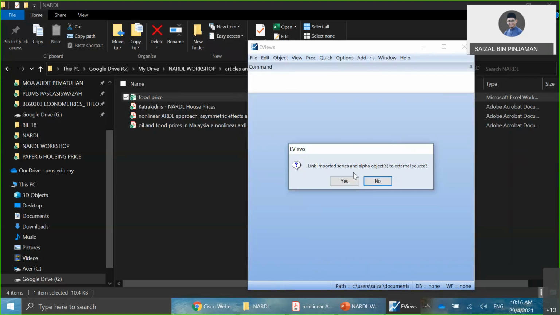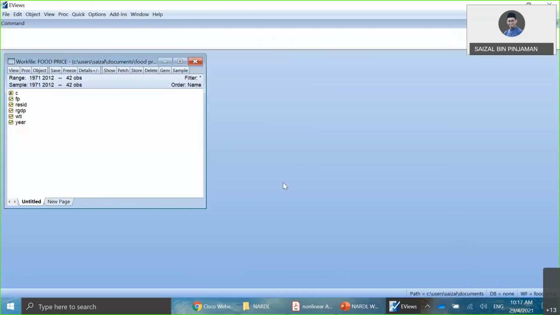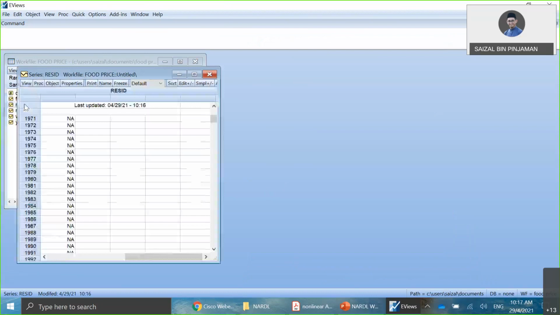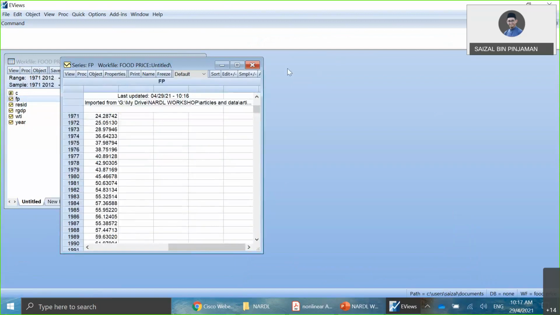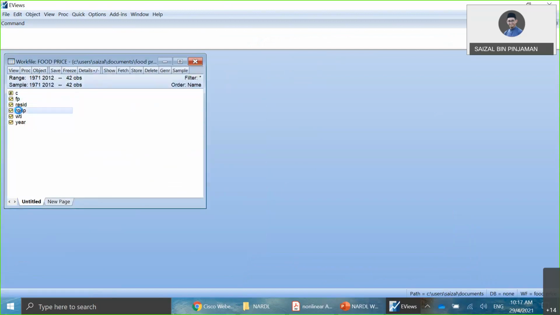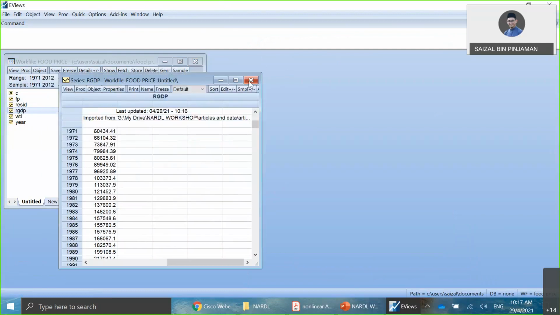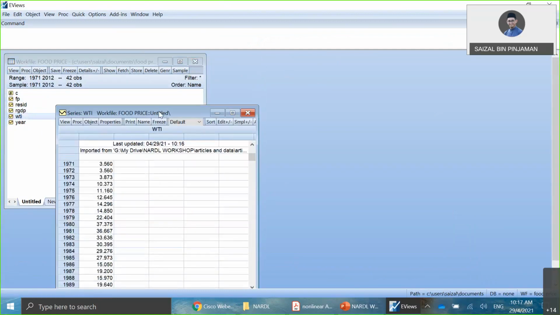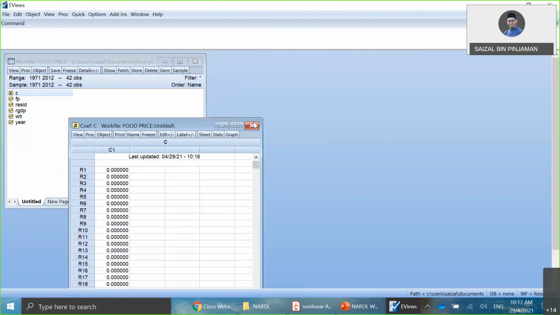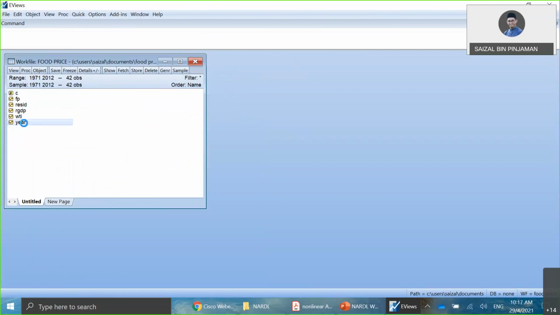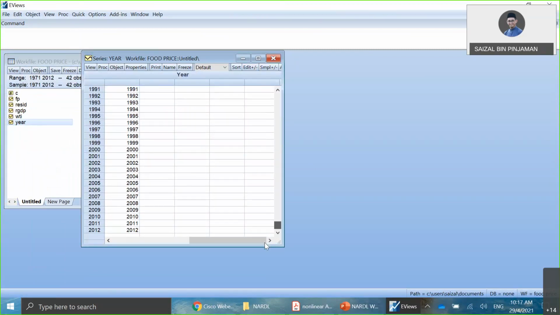And link imported series and alpha objects to external source. You can say no in this case. All right. So this is our variable in the form of EViews. So we have food price, we have real gross domestic product, and we also have the fuel price here. And you can also see that constant term is automatically included, as well as the time period from 1971 to 2012. 2012, I thought it's 2005.